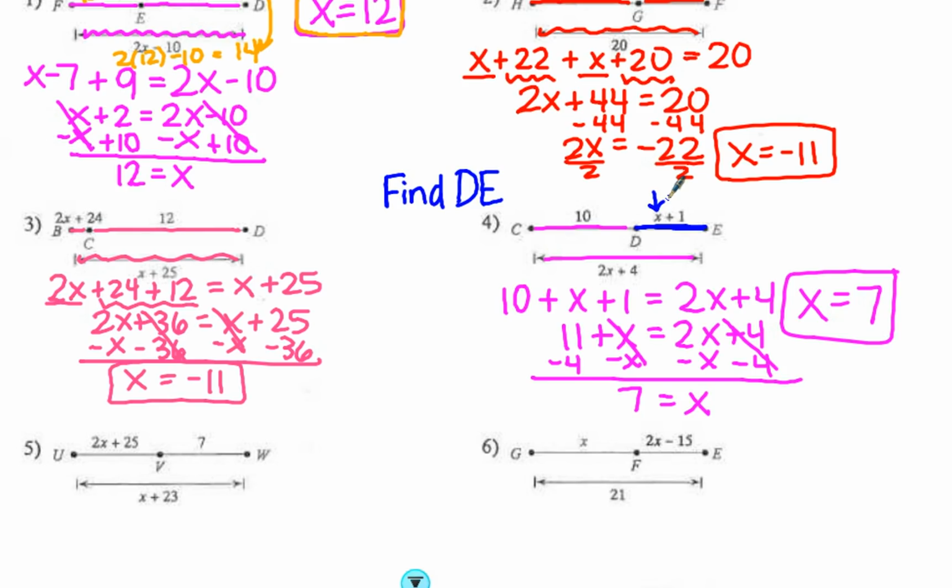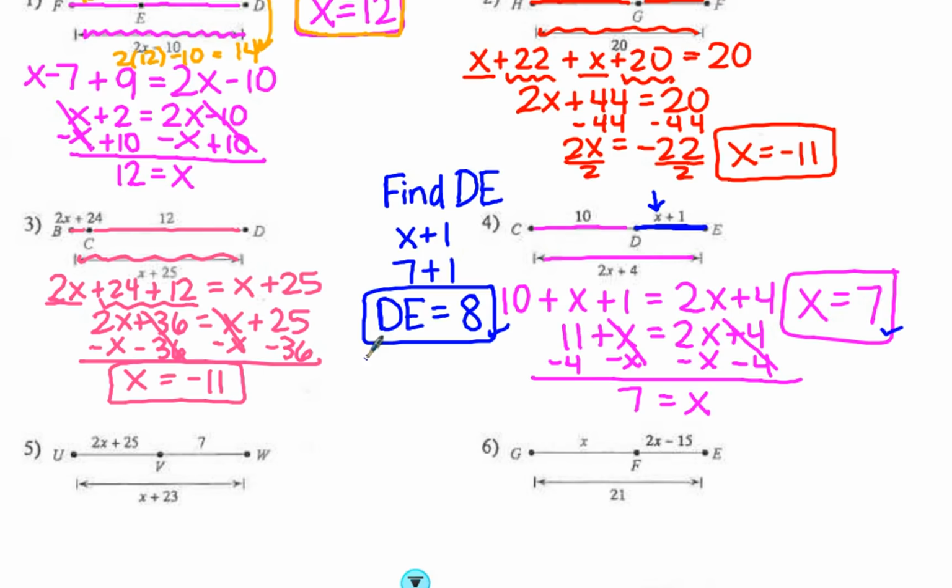So what is the actual length of DE? Well, our length is x plus 1. I replace my x with what we now know. 7 plus 1 is 8. So my final answer here would be DE equals 8. All right, so you'll see these on the back side on your practice ones. Again, I am going to be looking for final answers like this or like this, depending on what the questions ask. The first half on the back asks for the x value. The second half is going to ask for a specific length.